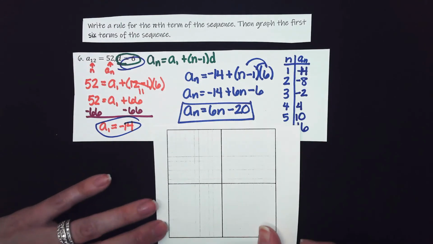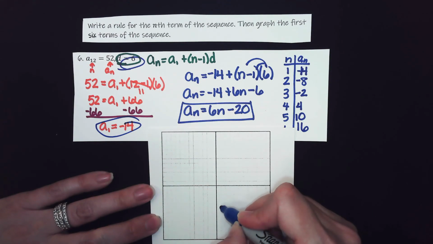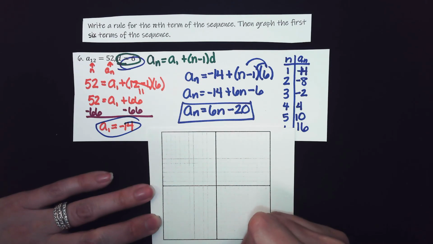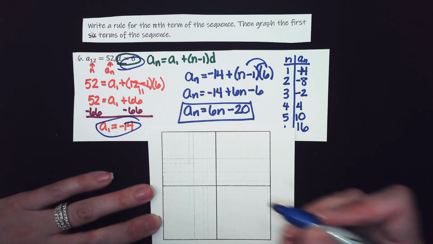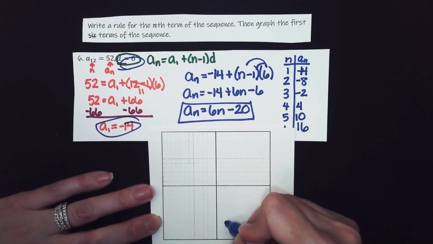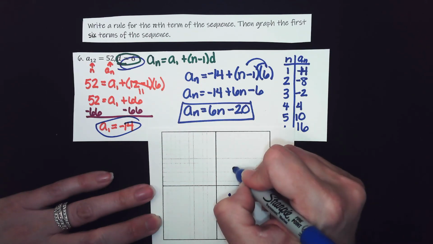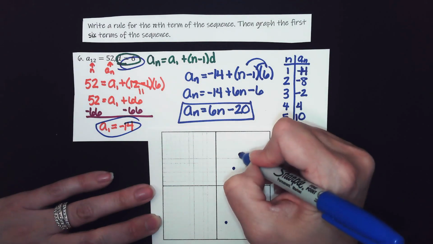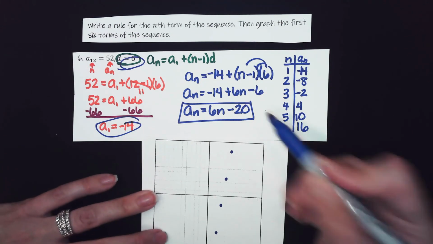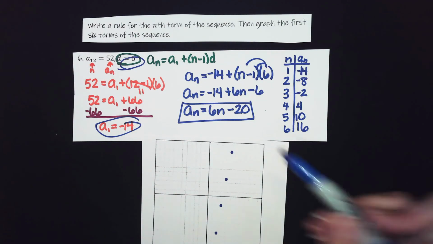If I go to graph it, I don't know if this goes down to 14. Let's see, 1, 2, 3, 4, 5, 6, 7, 8, 9, 10, 11, 12, 13, 14 is way down there. And then negative 8, negative 2, 4, then it's up at 10, then it's up way off the graph. I should have had my graph upside down. My 16 is not going to show up. But there are my first terms. You see they make a straight line because this is linear.